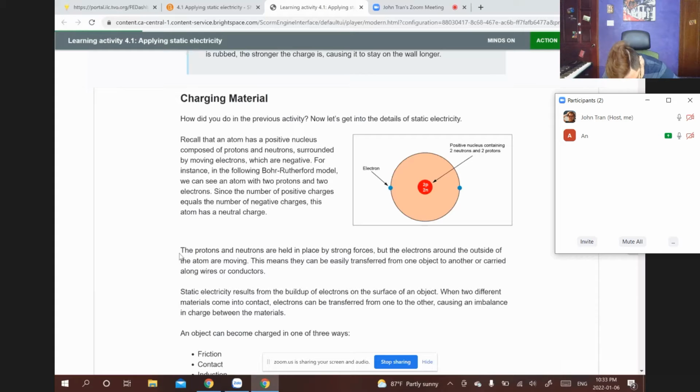Protons and neutrons are held in place by strong force, but the electrons around the outside of the atom are moving. This means they can be easily transferred from one object to another, or carried along wires or conductors.